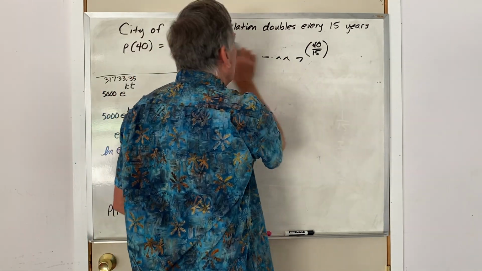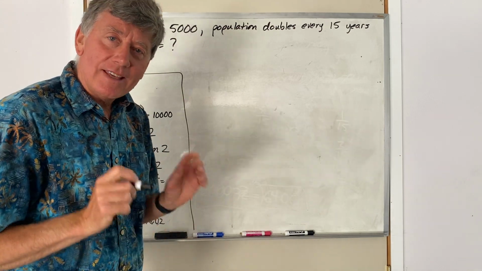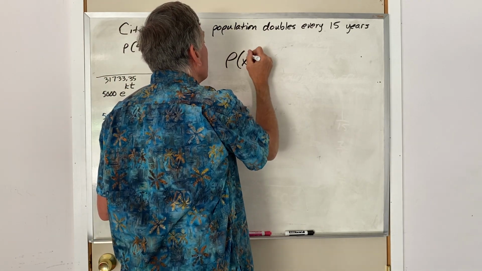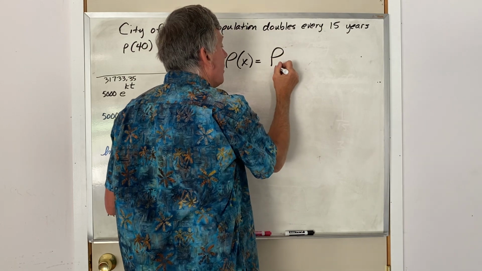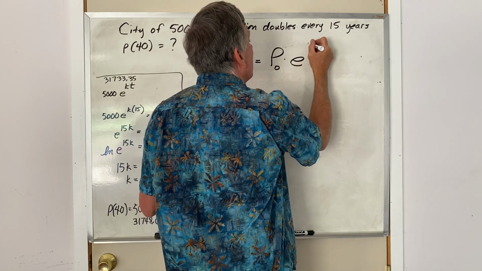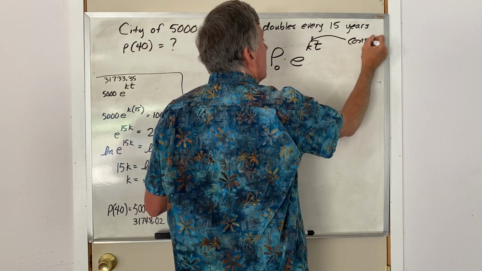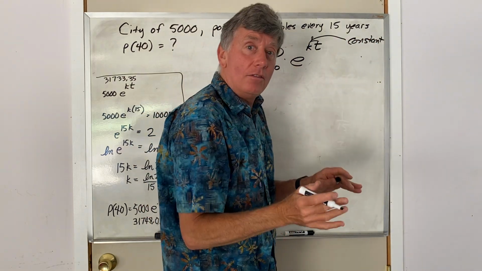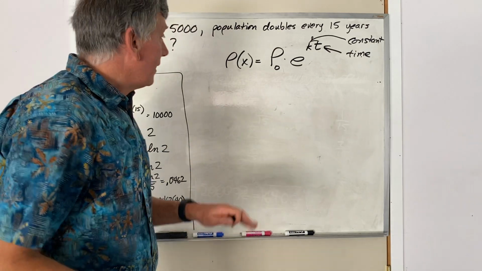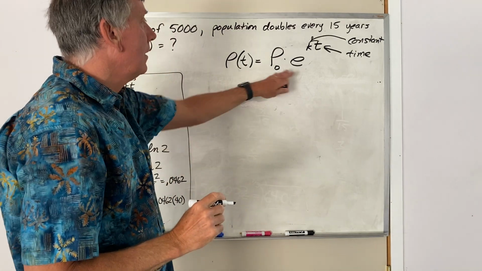Now, that was in base 2. For our exponential function in base e, it goes a little bit differently. My population, P of t, is going to equal my initial population, subscript 0, P0, times e to the kt. k is some constant that I need to solve for. t is time.